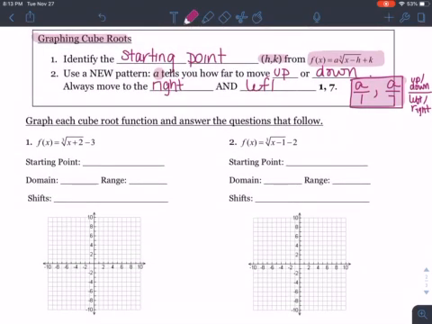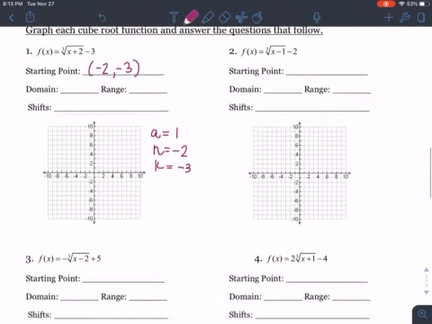Okay, first one, let's label our A. Our A value, just like always, is 1. Our H value, just like always, is -2. It's the opposite of what we think. K value, just like always, is -3. So our starting point is -2, -3. All right, let's get that graphed.